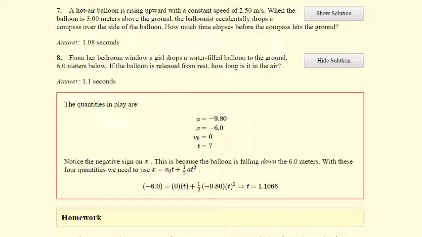So, from her bedroom window, a girl drops a water-filled balloon to the ground, 6 meters below. Okay, that's an x, by which I mean a distance. x is 6 meters. If the balloon is released from rest, that's a thing, so initial velocity is 0 meters per second. How long is it in the air? How long is actually asking about time. Okay, so I need one more thing. What is it?